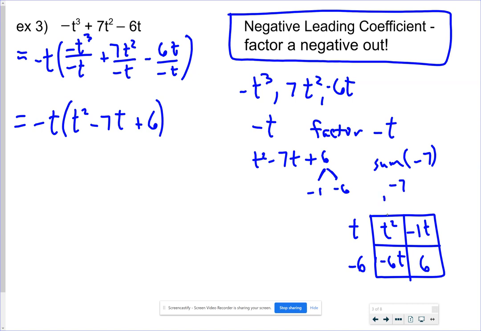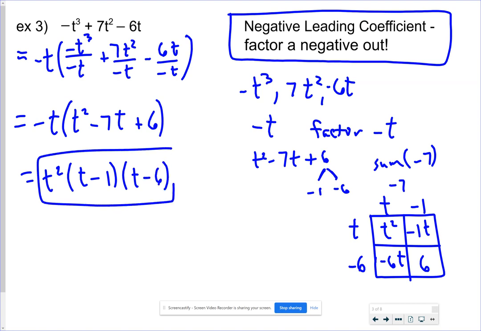First column has a GCF of t. Second column has a GCF of 1, but we're taking the negative out. So we'll have a negative 1. And that is our factorization, t minus 1, t minus 6. Right? And that's that example.